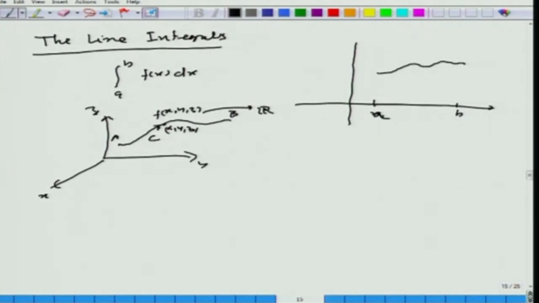So, we are supposed to define the notion of the integral of this f over this curve C in a certain sense, and we will take it over the arc length. S denotes the arc length, the distance from a fixed point to a movable point. Let us say point A is fixed. The arc length S is the length of the curve from A to P. So, as P moves along the curve, S increases.